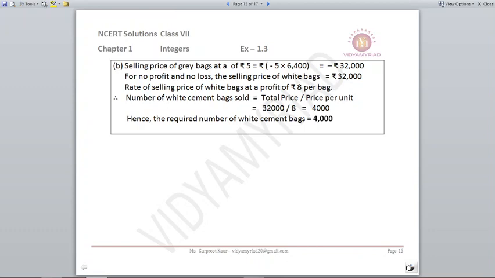So in the case where there should not be any profit or loss, that means your white bags should also be sold for 32,000. And what is the price of white bags? 8. Now let us see how many bags should be sold in order to cover up this loss. Total price, that is 32,000, we know that, and price per unit is 8 rupees, that comes to 4,000. So in order to have no profit or no loss, 4,000 white cement bags should be sold.